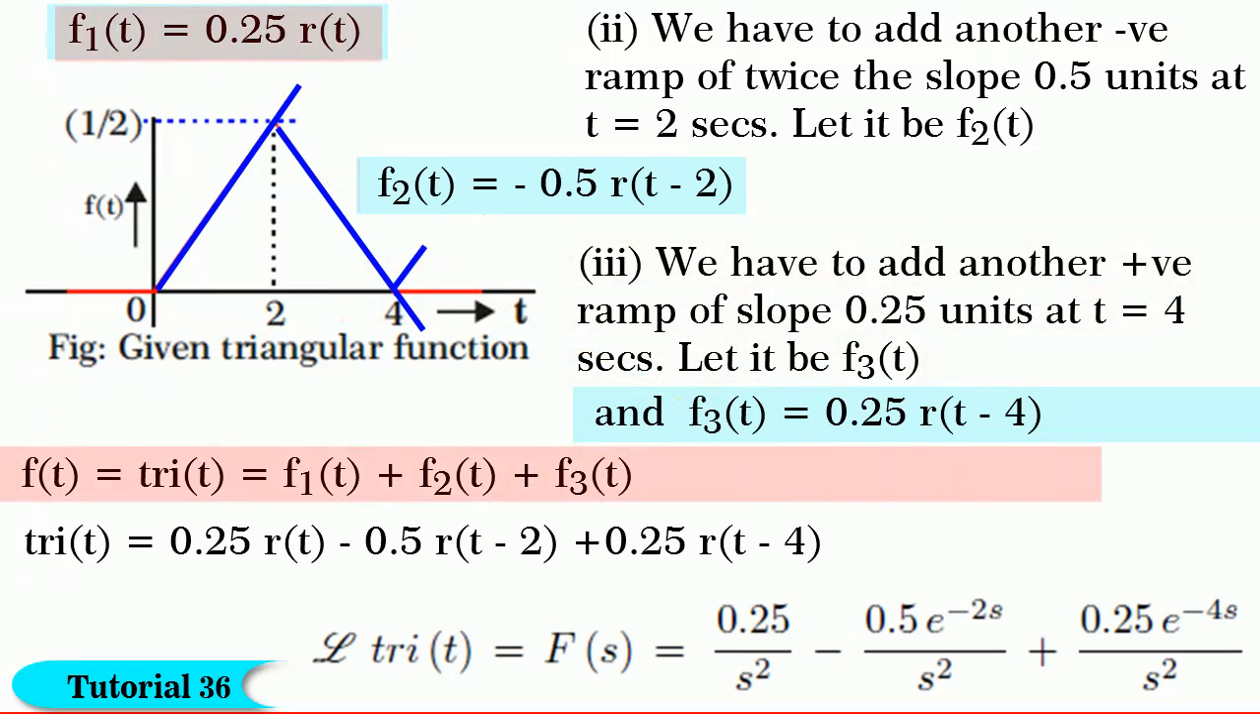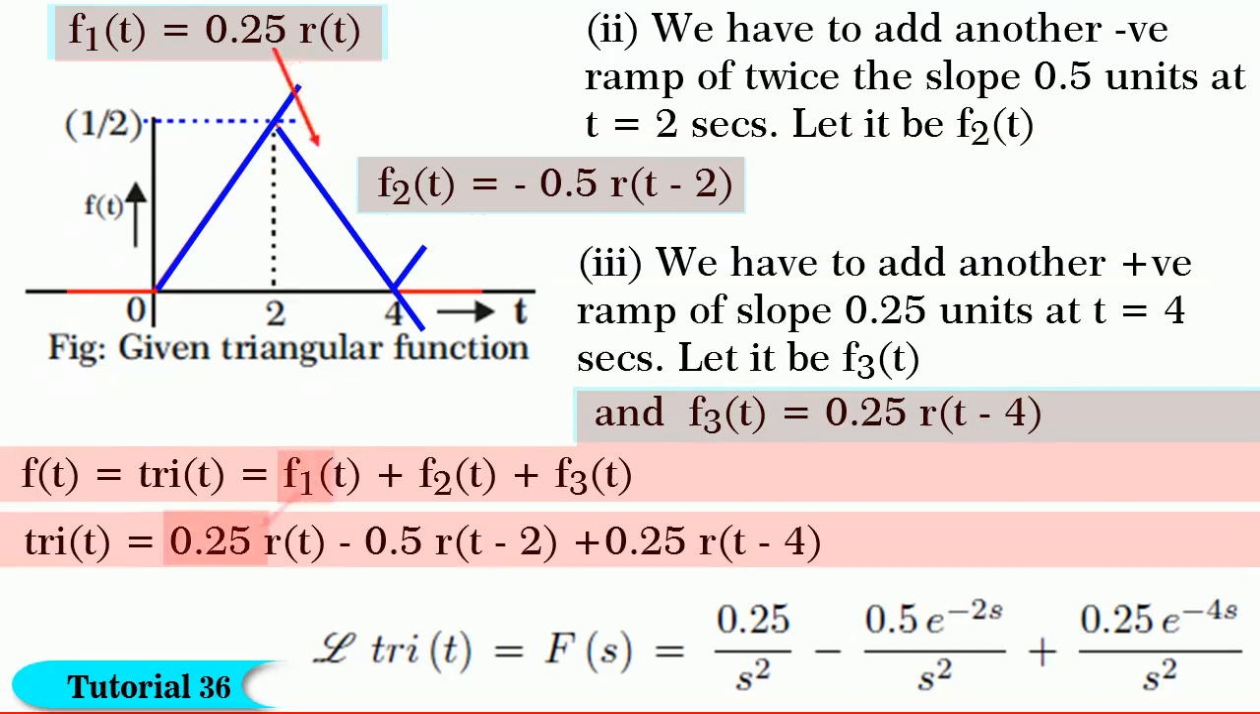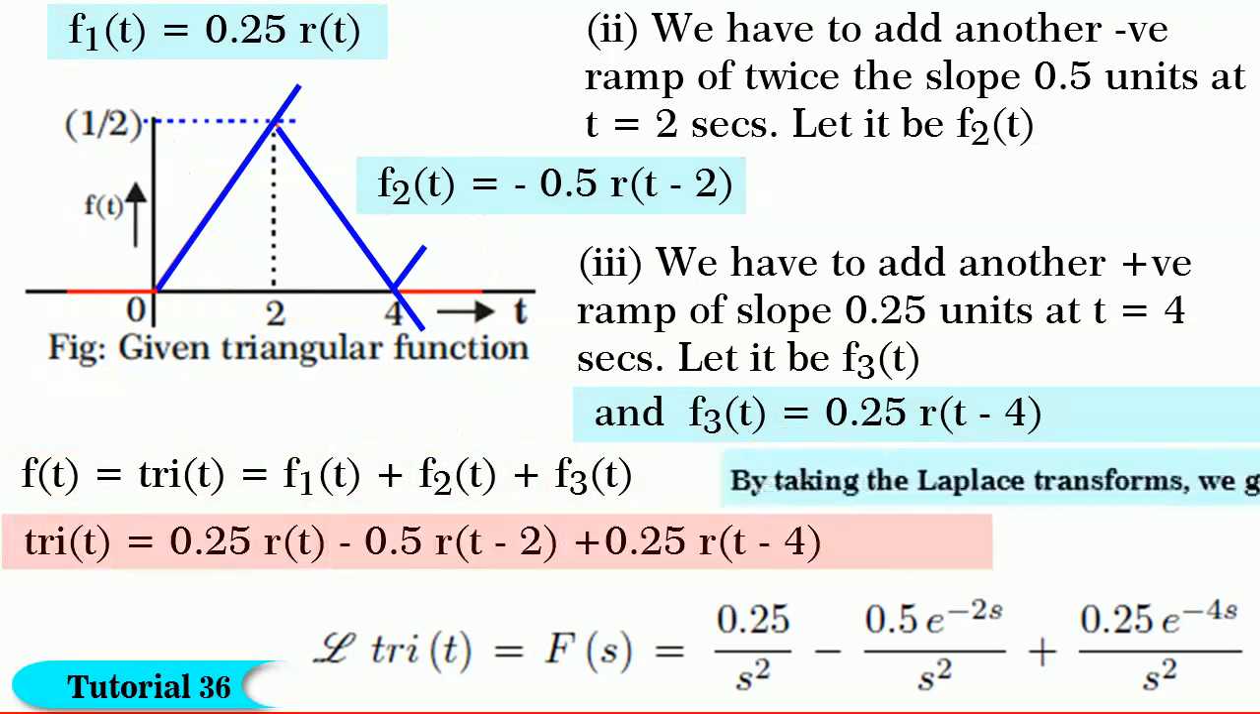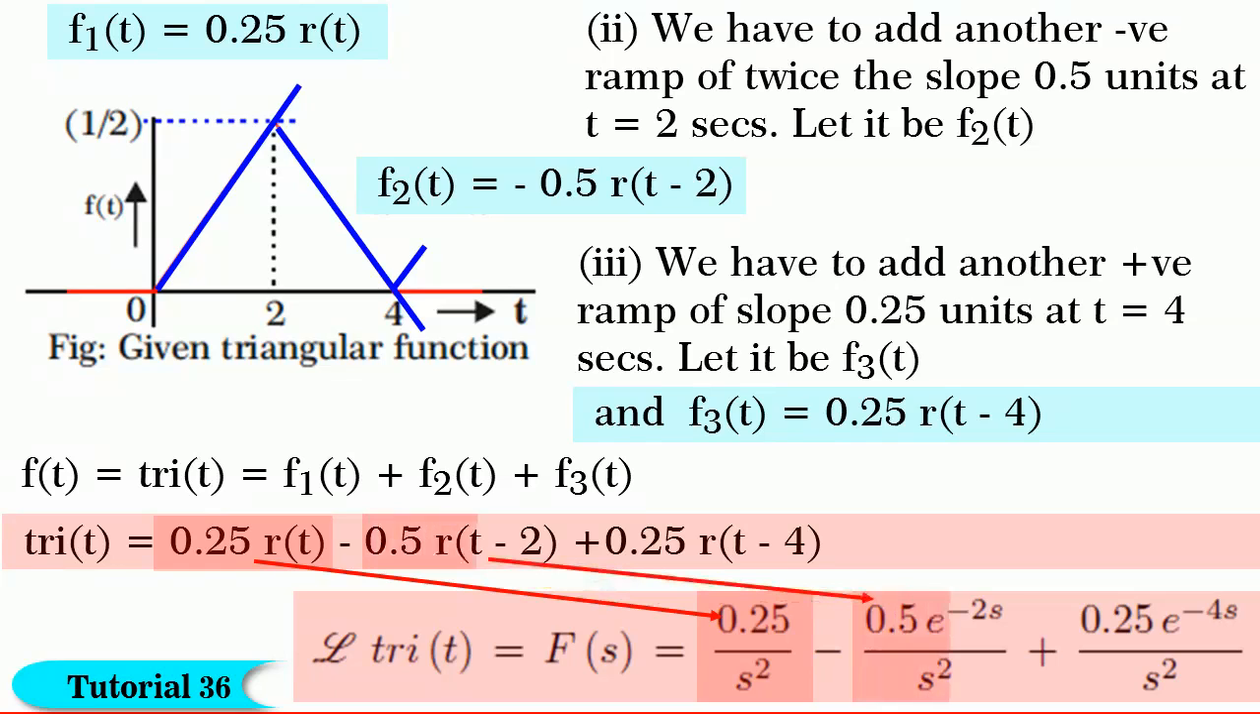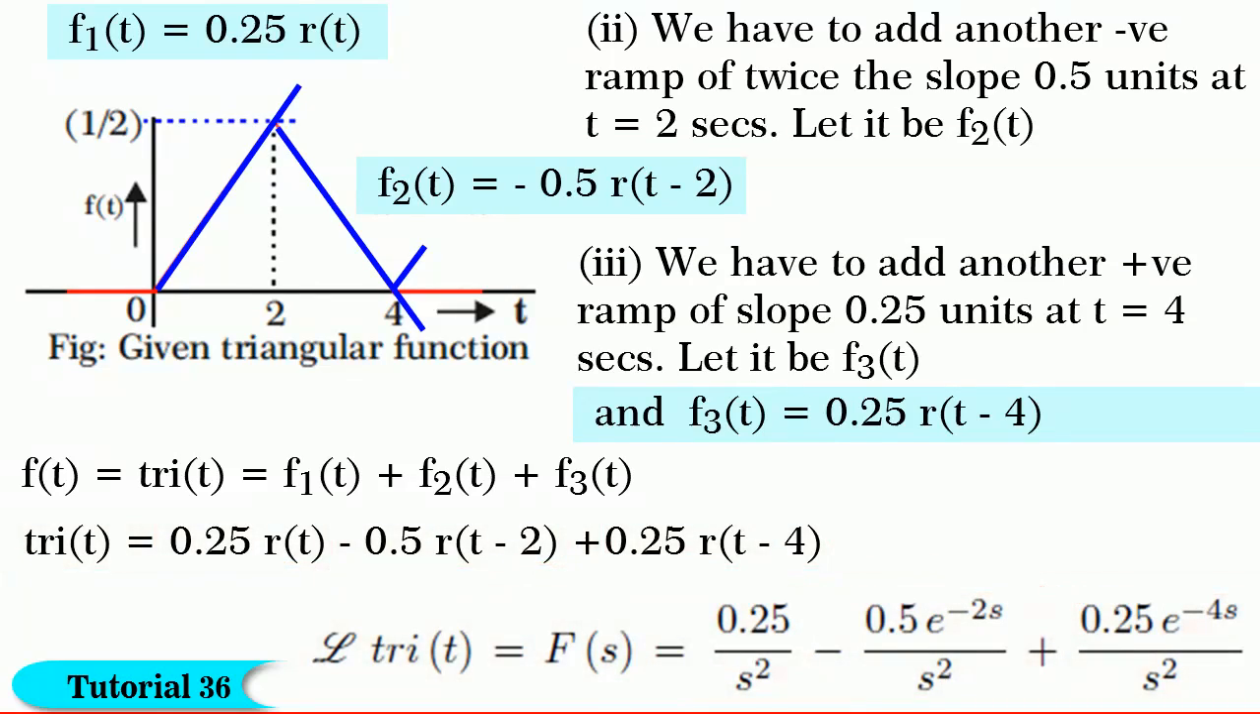By adding all the three functions, we get the triangular function = 0.25 r(t) - 0.5 r(t-2) + 0.25 r(t-4). By taking the Laplace transforms, we get F(s) = 0.25/s² - 0.5 e^(-2s)/s² + 0.25 e^(-4s)/s². Hope you understood it.